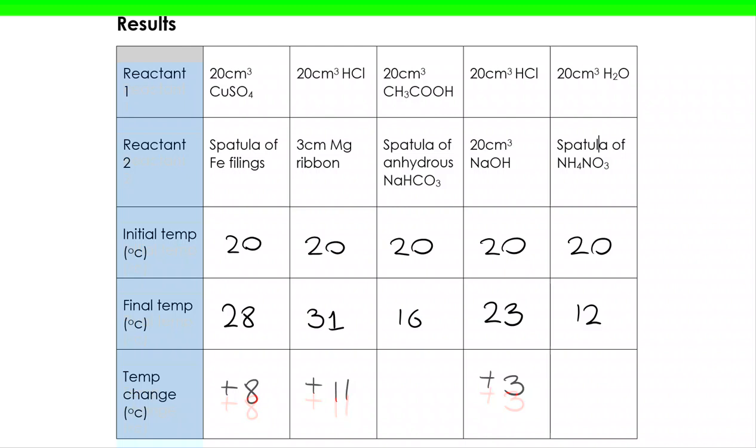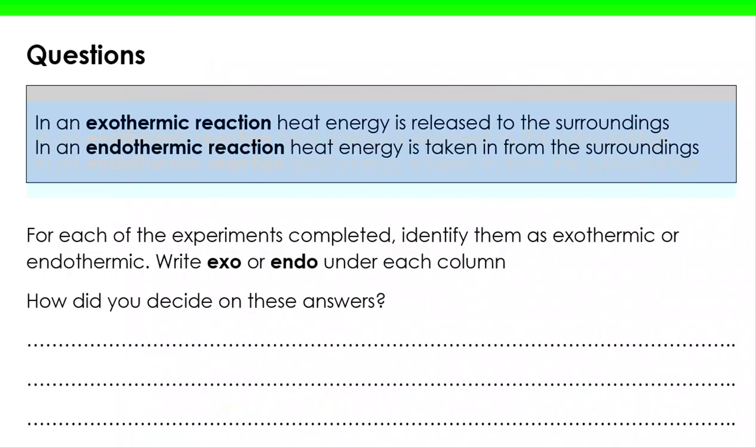And we can see those here. I've put those in red to indicate higher temperature. And there are two of them where the temperature has actually gone down. And we can see those here. So now let's have a think, based on the information in this blue box, about which of those are exo and which are endothermic reactions.